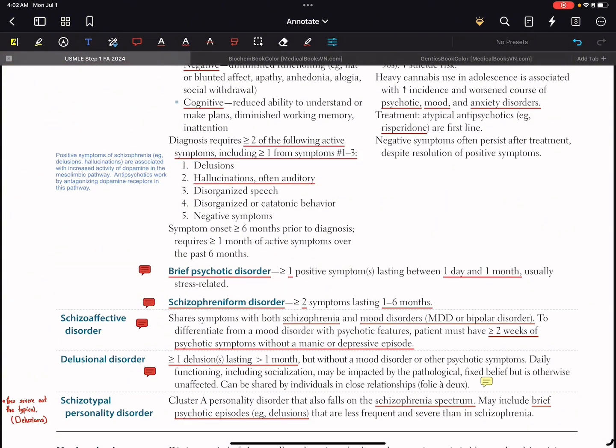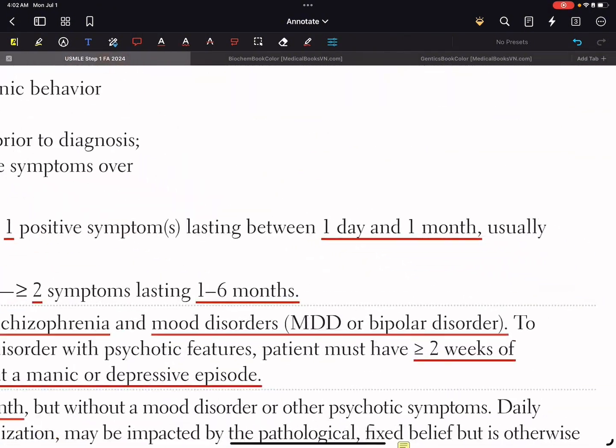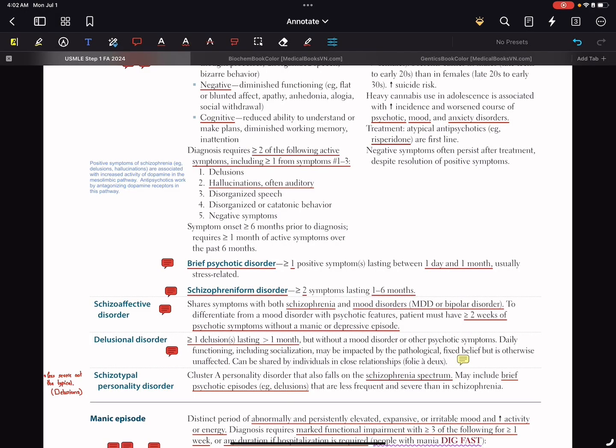Brief psychotic disorder: more than 1 symptom, lasting between one day and 1 month, usually stress related. Like someone going through a breakup who will have psychotic symptoms, more than 1 positive symptom, which is the delusions, hallucinations, and so on, but the duration is different. It will be from 1 day to 1 month. Schizophreniform will be more than 2 symptoms, lasting from 1 to 6 months. So this is 1 day to 1 month, 1 to 6 months, more than 6 months.